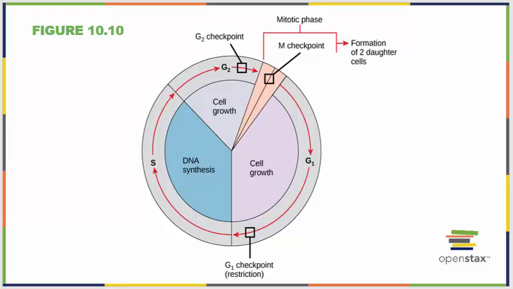The M checkpoint occurs at metaphase. It's also known as the spindle checkpoint. In this instance, the cell is ensuring that the mitotic spindle fibers are attached to one half of a sister chromatid to the appropriate kinetochore to make sure that the chromosomes are being pulled to the correct edge of the cell. This is considered by some to be the most important checkpoint because everything from here on out is irreversible.